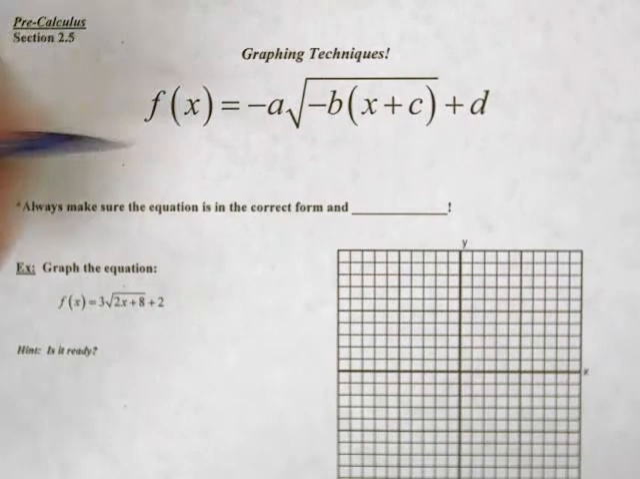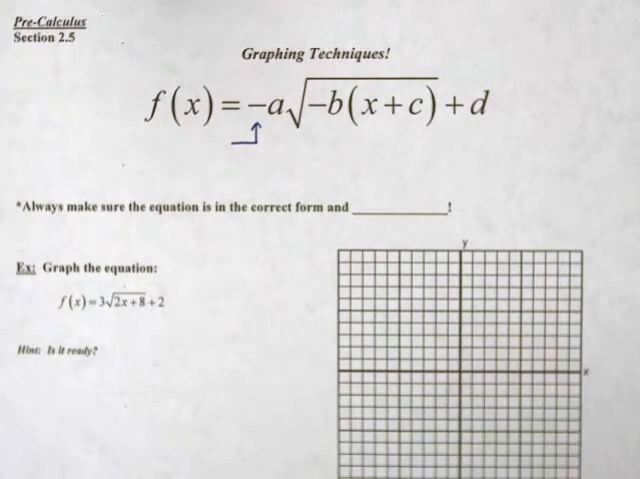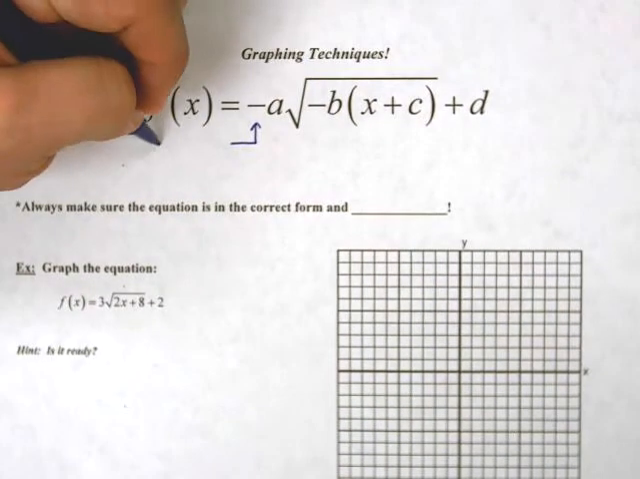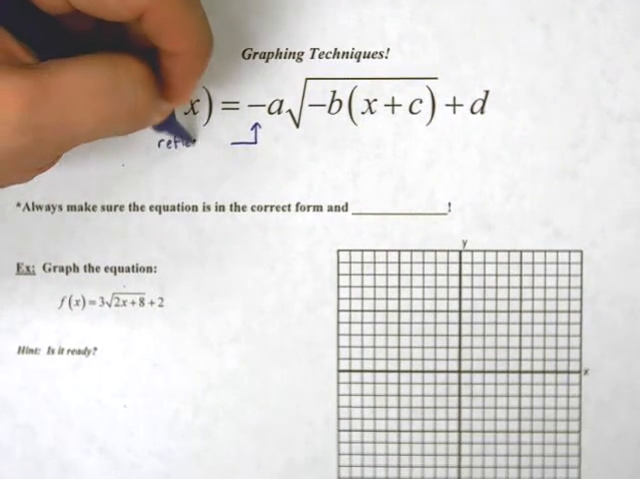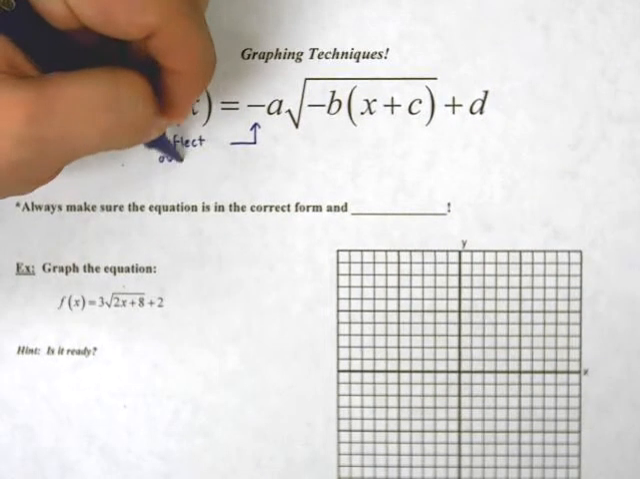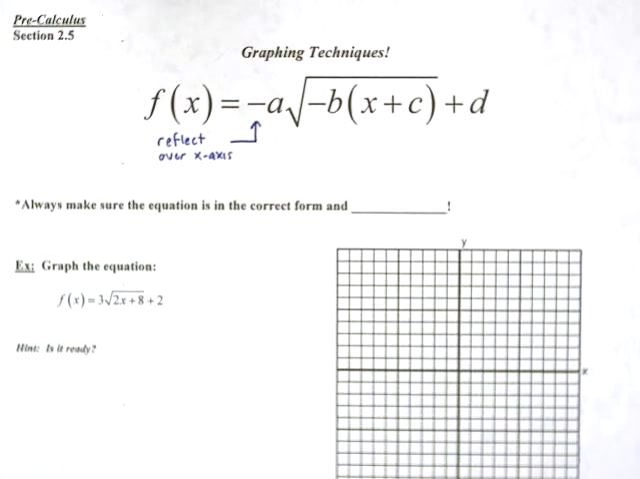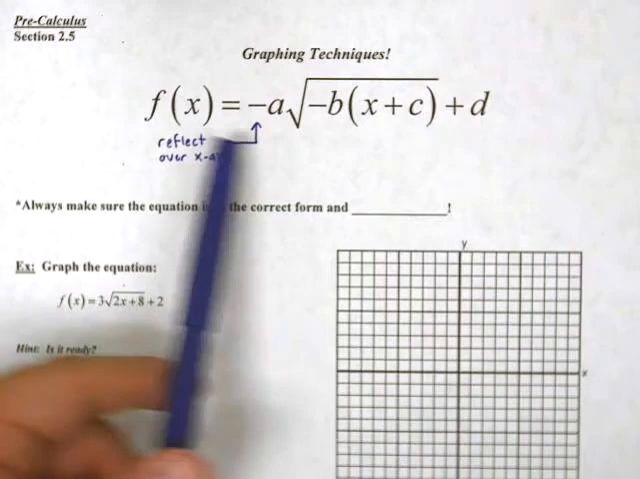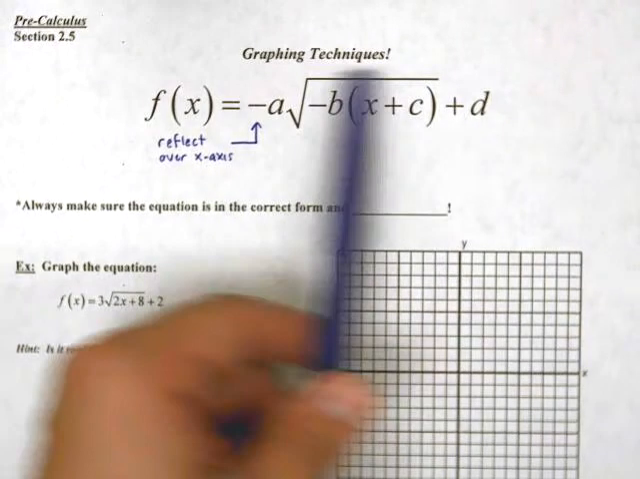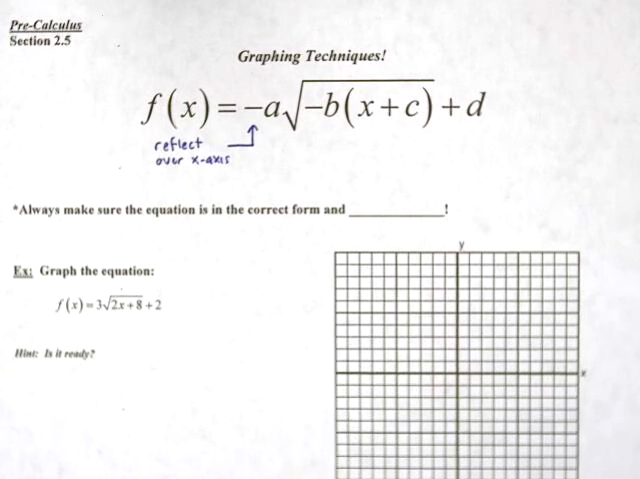Alright, so we know that this negative sign does what? It's always going to reflect over the x-axis. That's nice and easy. We remember that. Why? Because it's changing the y values. And where is this negative? It's outside the function, so it has to change the y values.